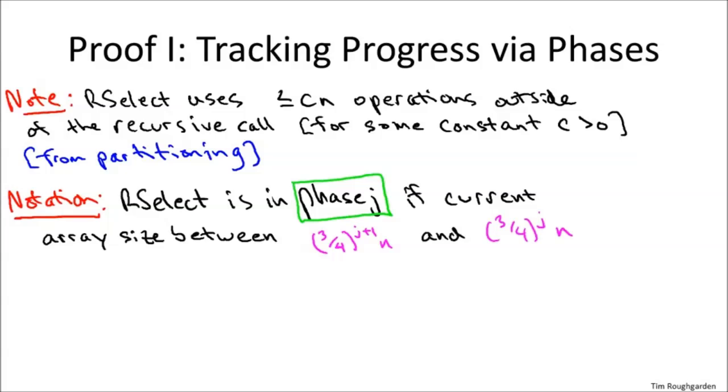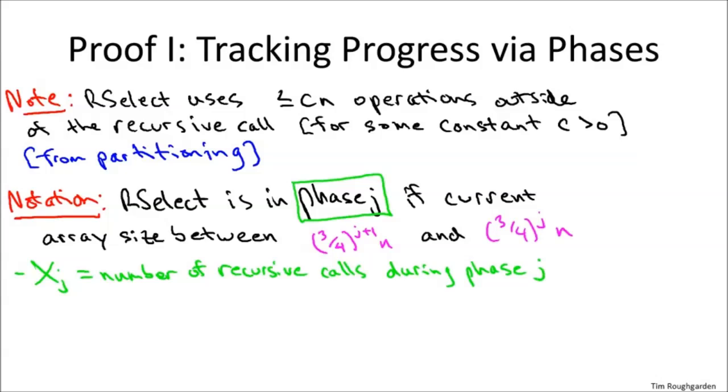So overall, the phase number j quantifies the number of times we've made 75% progress relative to the original input array. And the other piece of notation that's going to be important is I'm going to call X_j. So for phase j, X_j simply counts the number of recursive calls in which the randomized selection algorithm is in phase j. So this is going to be some integer. It could be as small as 0 for some of the phases, or it could be larger.